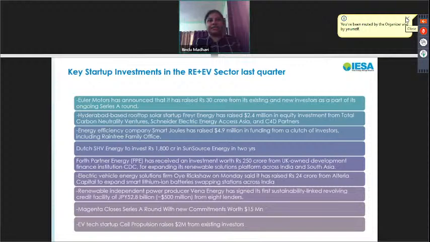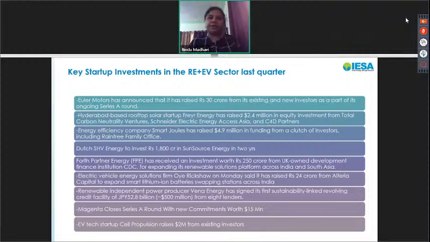Recently, Euler Motors has announced 30 crores from its new investors. A Hyderabad-based solar rooftop company has raised $2.4 million in equity investment from Carbon Neutrality Ventures. Similarly, these are some of the other examples which have huge potential, and you can see new commitments worth millions for the startups. So there is a clear indication that there is a lot of scope for both these markets.